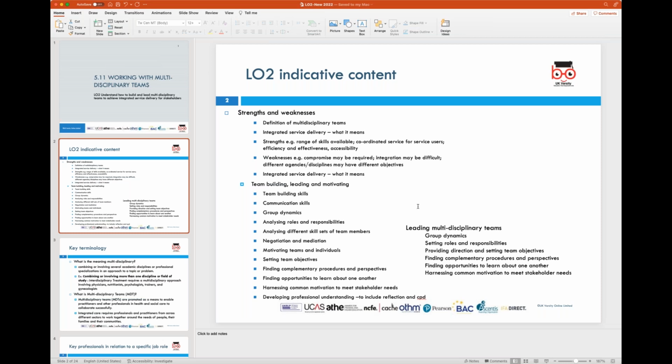or disadvantages when people work together in MDTs in order to deliver integrated service. We'll focus on the second assessment criteria, which is more or less solely based on understanding team building, leading, and motivating.